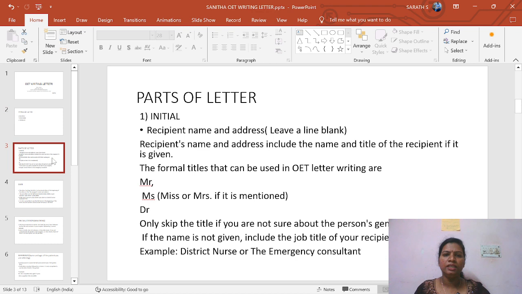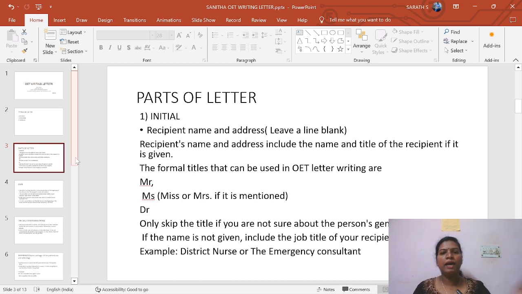Now, the parts of the letter. Today we are discussing only the format of the OET writing letter, not in detail. In my coming videos we will discuss in detail how to write the paragraphs, introduction, purpose, and everything. Today we discuss only the format.